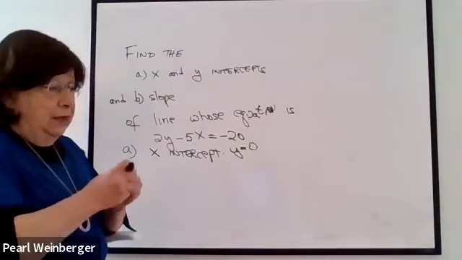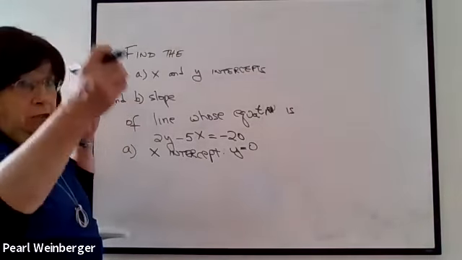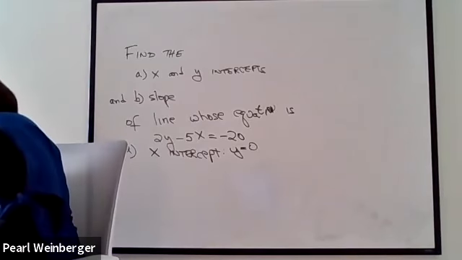Because in order to be an x-intercept, it has to be on the x-axis, which means that the y value has to be 0.